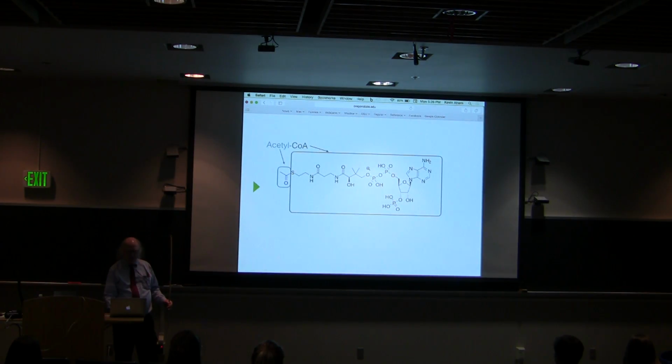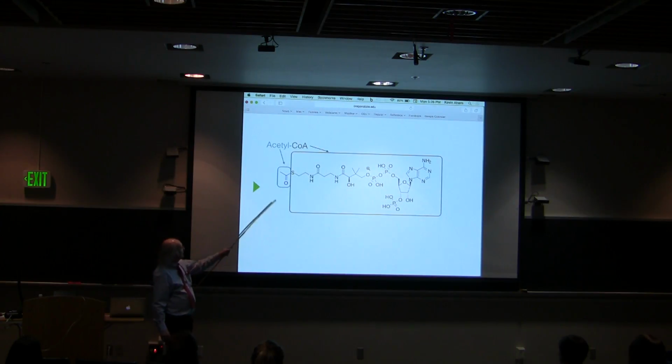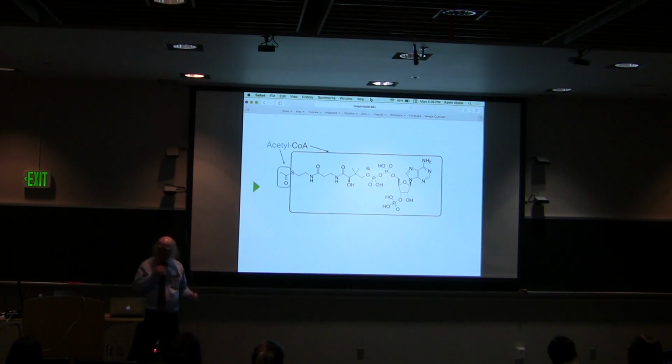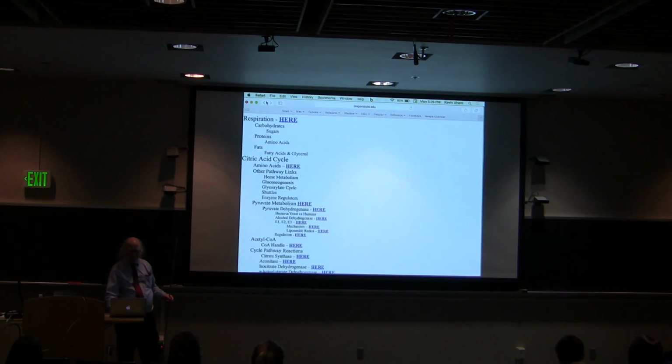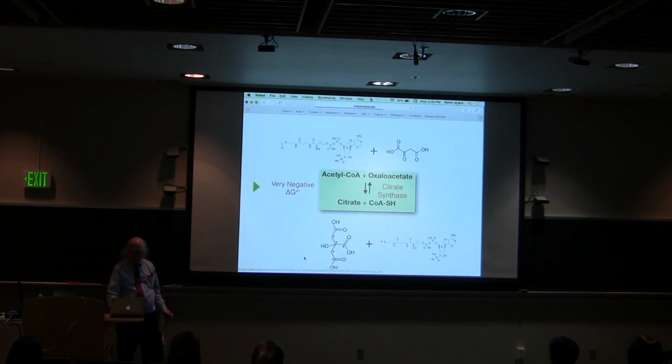There's the handle, there's the CoA, and you can see how the handle is way bigger than the thing it's carrying. Okay? Not too much of a point there, but I like to have people see it anyway.